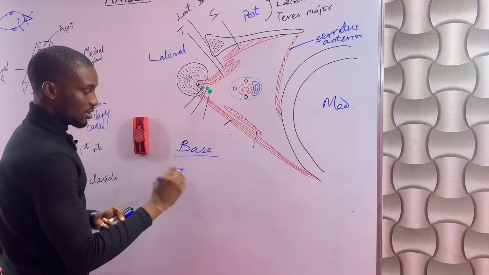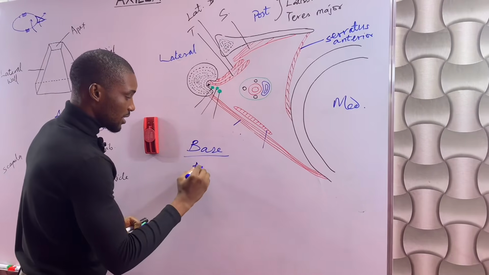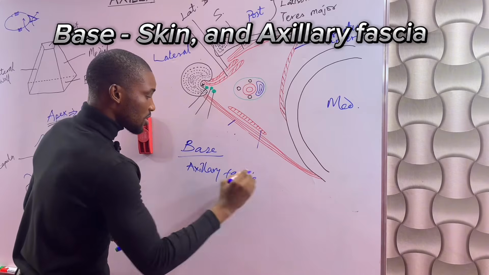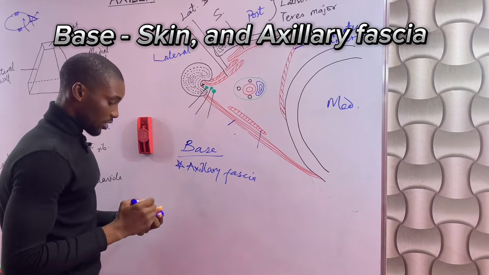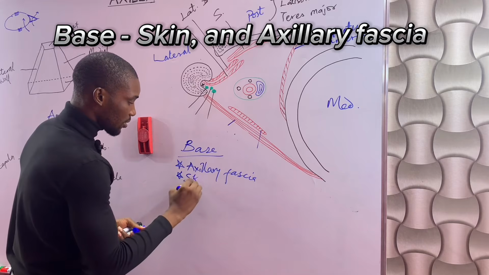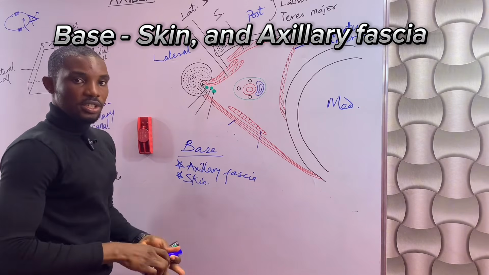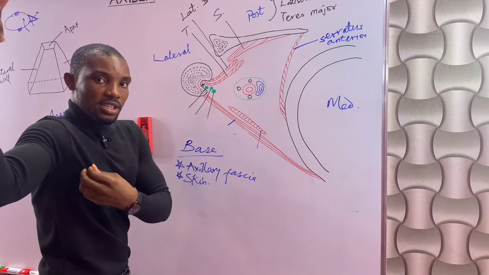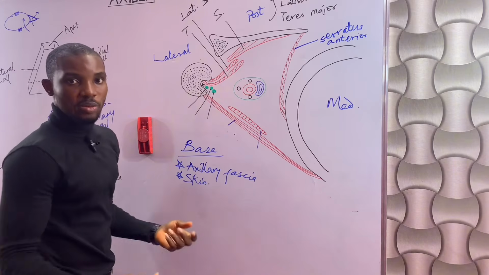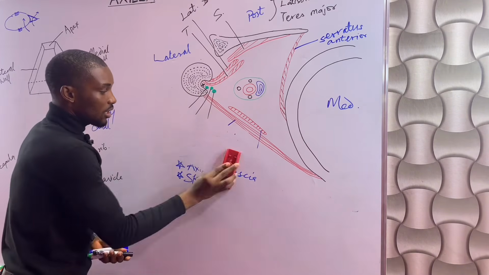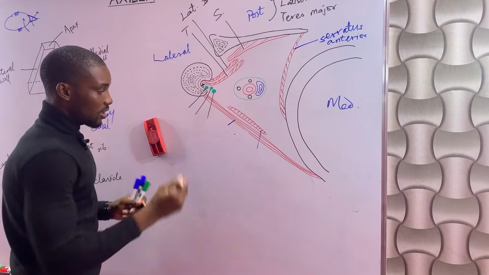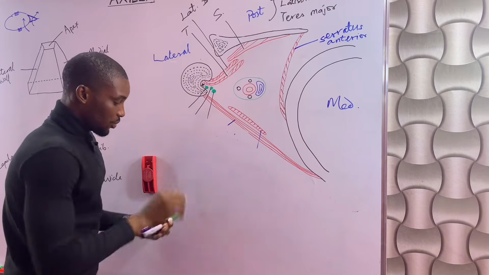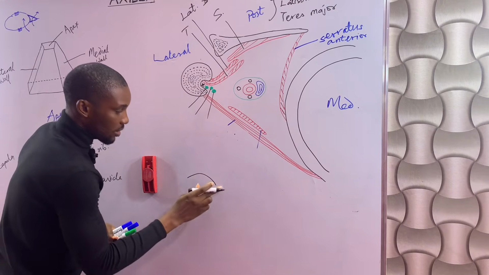The base consists basically of the axillary fascia and the skin. So if you open the skin from the skin of the armpit from here, after removing the skin, you see the axillary fascia, which is basically a deep fascia. Why do you think the armpit is curved this way? Have you wondered why?